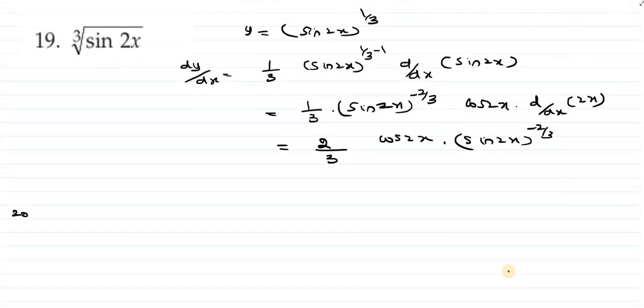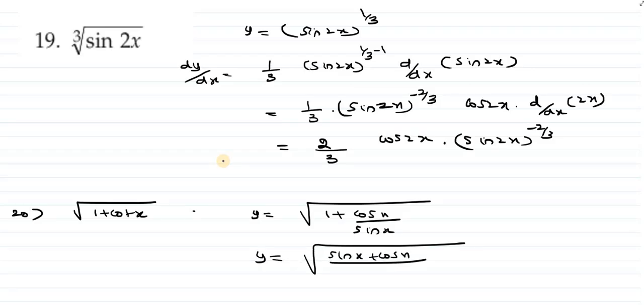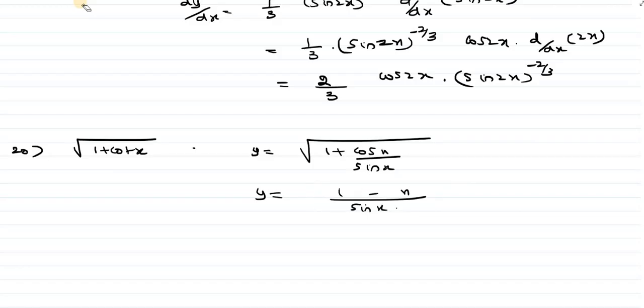Next sum, 20th sum, is under root 1 plus cot x. Okay. So 1 plus cot x, what can you write it as, like the previous sum? 1 plus cos x by sin x, that is sin x plus cos x by sin x. That way you can substitute and do it. Or directly you can do it, not a big issue. Direct method you do it. Now we will avoid the substitution method, okay?